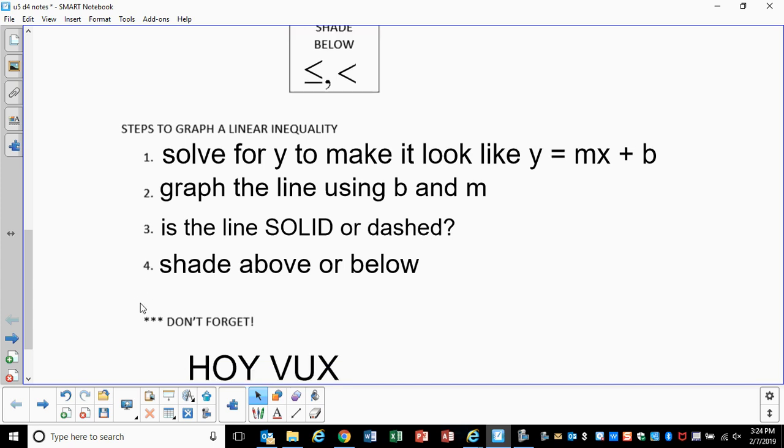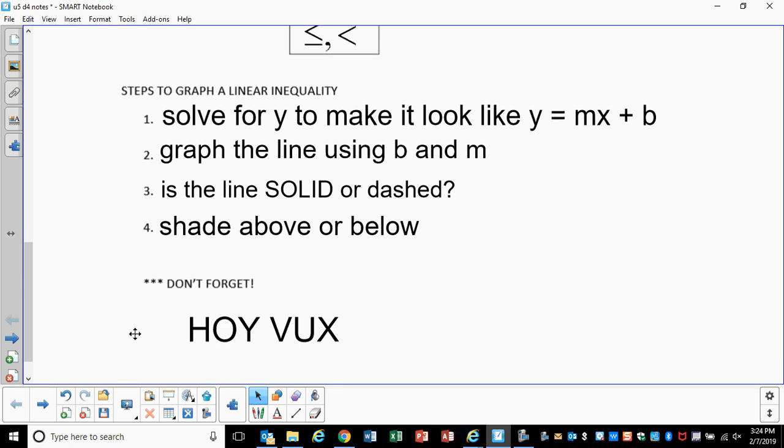Okay? And then you're going to shade above or below the line. So if it's greater than, you're going to shade above that line. If it's less than, you shade below the line. And then don't forget about our special cases. Remember, using the Hooy-Bucks for vertical and horizontal lines. All right? Because you will probably have to graph those as well.